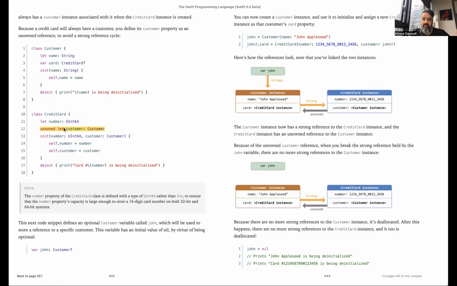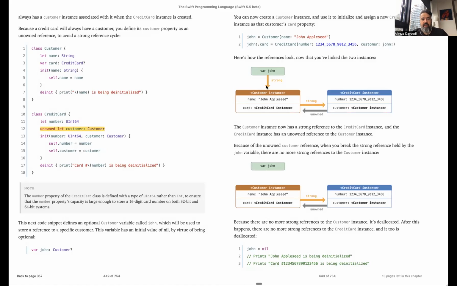So this situation is different from apartment and unit, right? Which one of them could be living without the other. But here, the customer always lives longer than the credit card, or they die together. They die together. So in this situation, you use unowned. Other than that, there is no other major difference between unowned and weak and how it works.